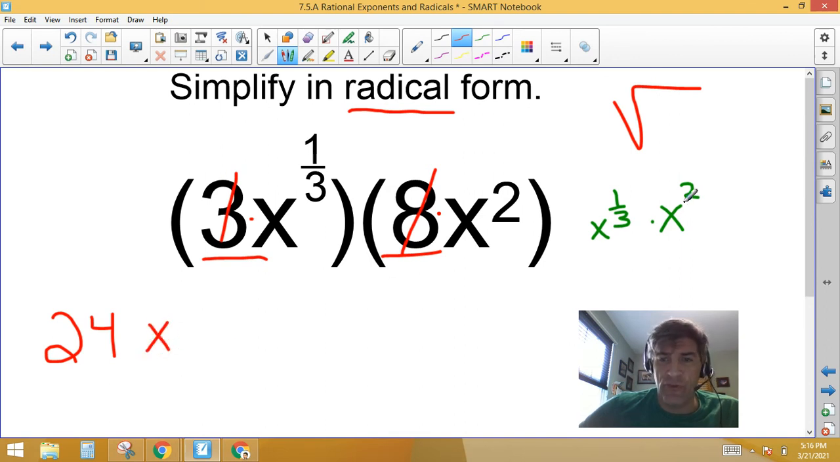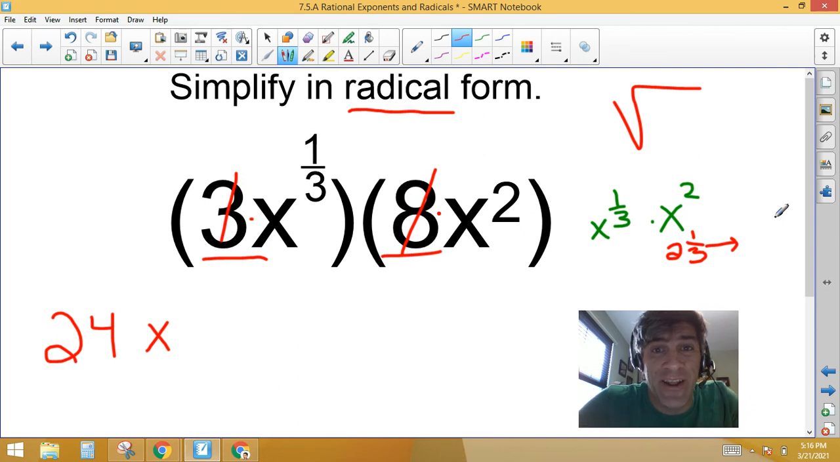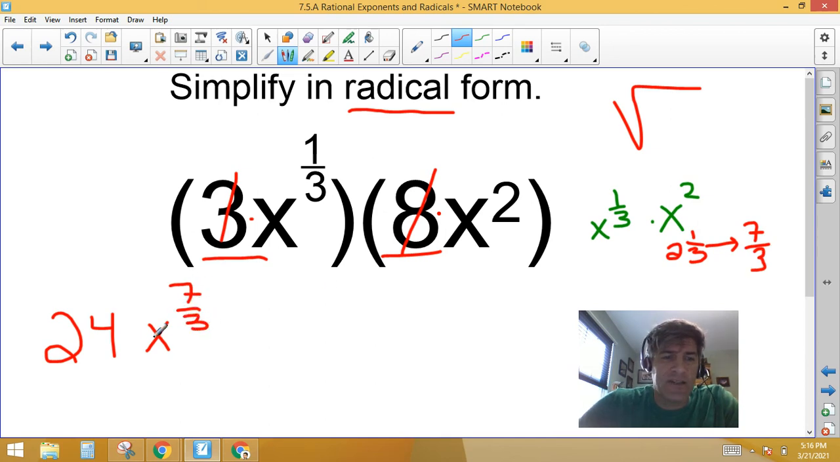Well, now what is 2 plus a third? That's 2 and 1/3, right? But little side note, little teaching part. We don't want to have mixed numbers. We want to turn that into a fraction. It used to be called an improper fraction. That vocabulary doesn't exist anymore. This would just become 7/3. So my final answer would be 24x to the 7/3.